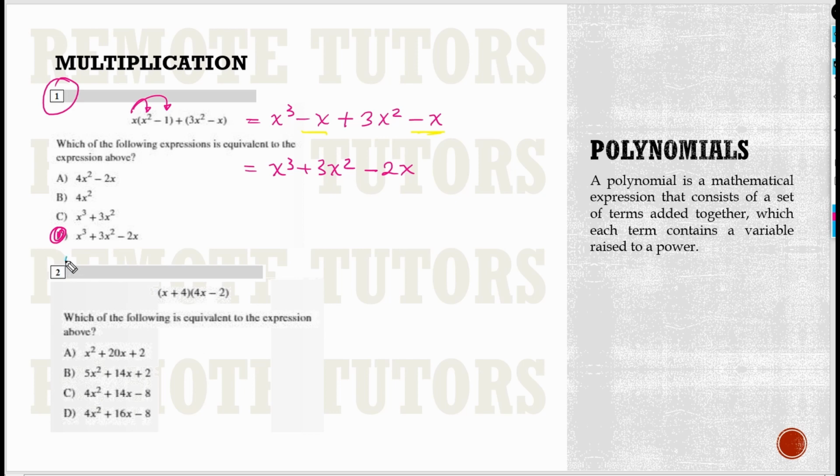For example number 2, distribution one more time, we get 4x squared minus 2x, and then 4 times 4x, 16x, and then 4 times minus 2, which is minus 8. Now, don't forget to combine like terms here. Plus 14x minus 8. So the answer is choice C.